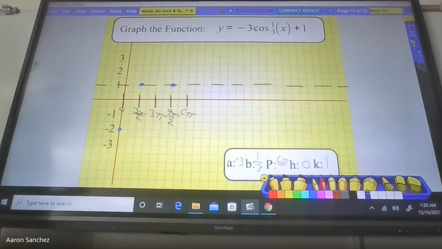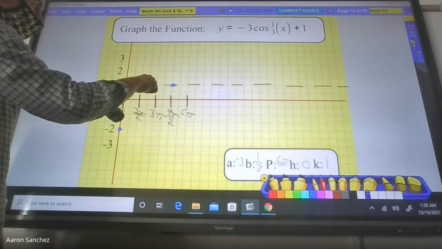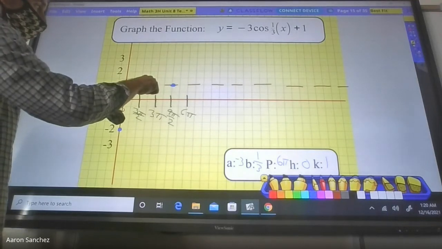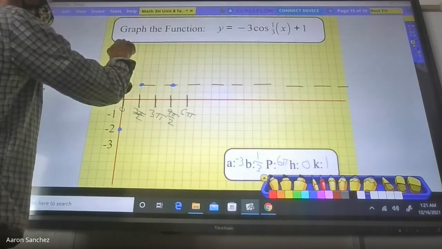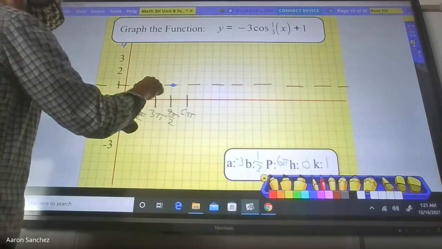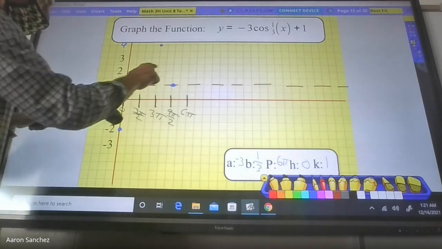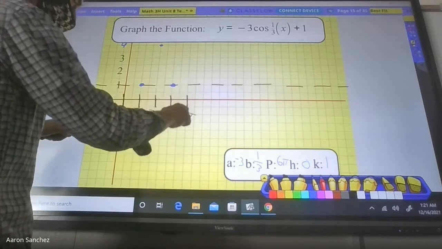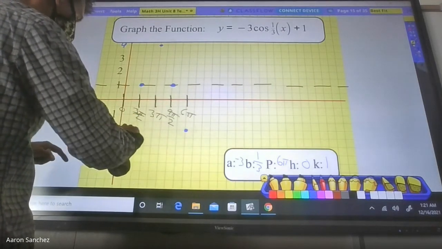Guys with me? And then we get to the middle point. So now I'm going to go up 3. So it's 1 plus 3. Let's go up to 4. Be right about here. Let me get my 4. And then I'm going to go back down, so my last point will be at -2 again. And that's pretty much the hard part.